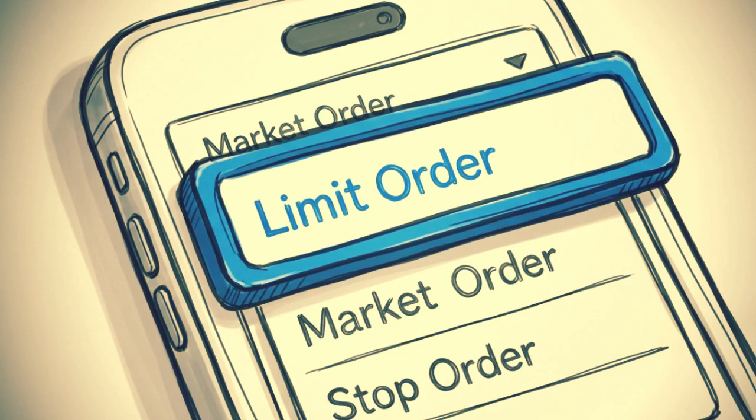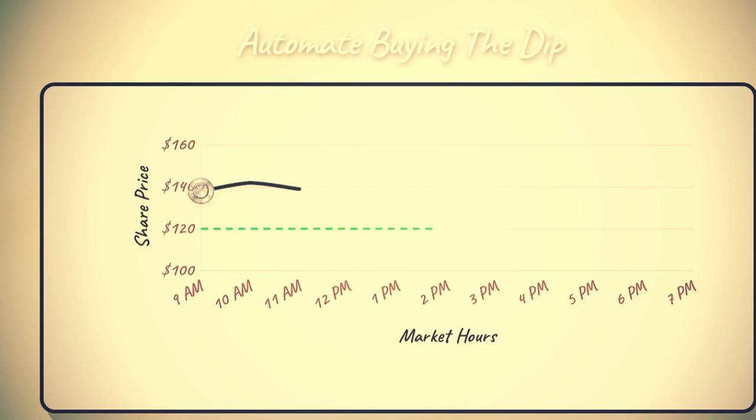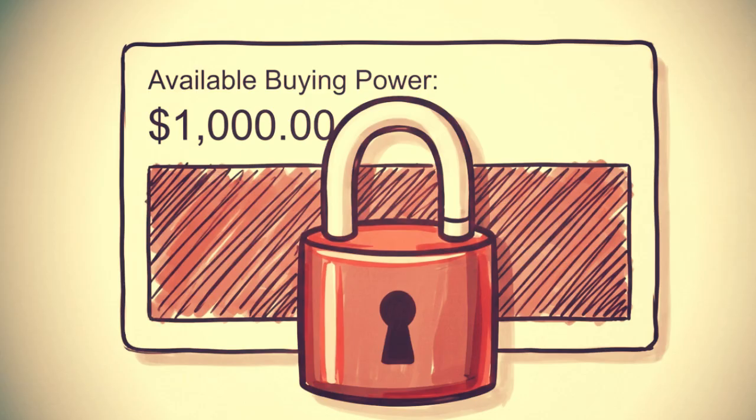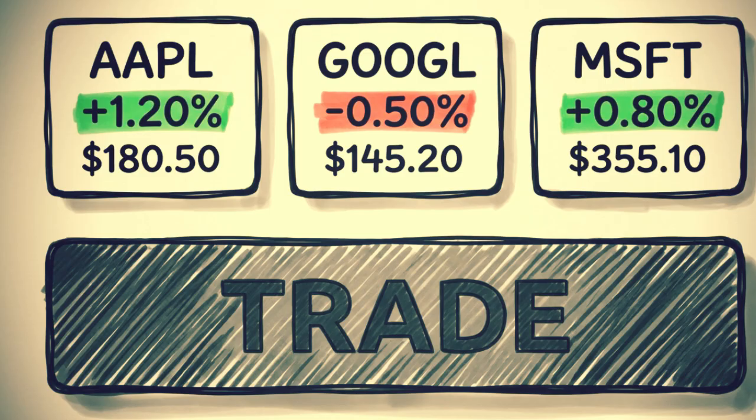Let's look at one more option, the limit order. This lets you specify the exact maximum price you are willing to pay for a share, ensuring you get a discount if the market dips to your target. However, there is a catch. Placing a limit order reserves your cash, resulting in the locked buying power shown here. You cannot use that specific capital for any other trades while the order waits to execute.